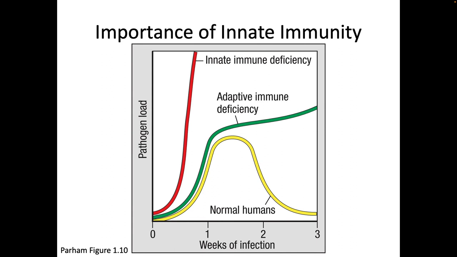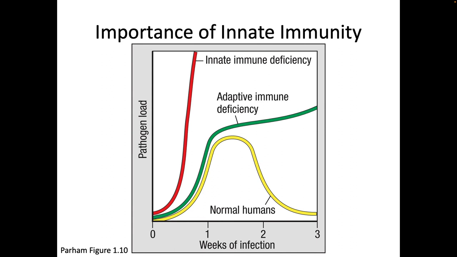If we think about what would happen without the innate immune system, we can hypothesize that we would see what is shown here in the red line, which is that the microbes increase exponentially. In fact, they increase even faster than they normally do, because normally the immune system was doing something here to slow them down a little bit. They just increase out of control exponentially really quickly.